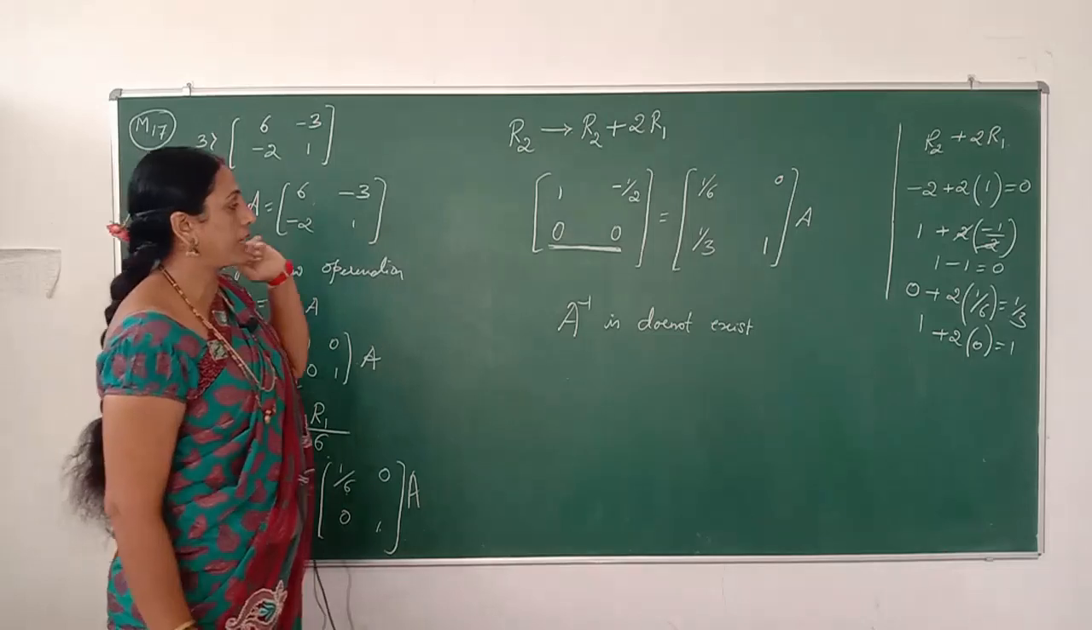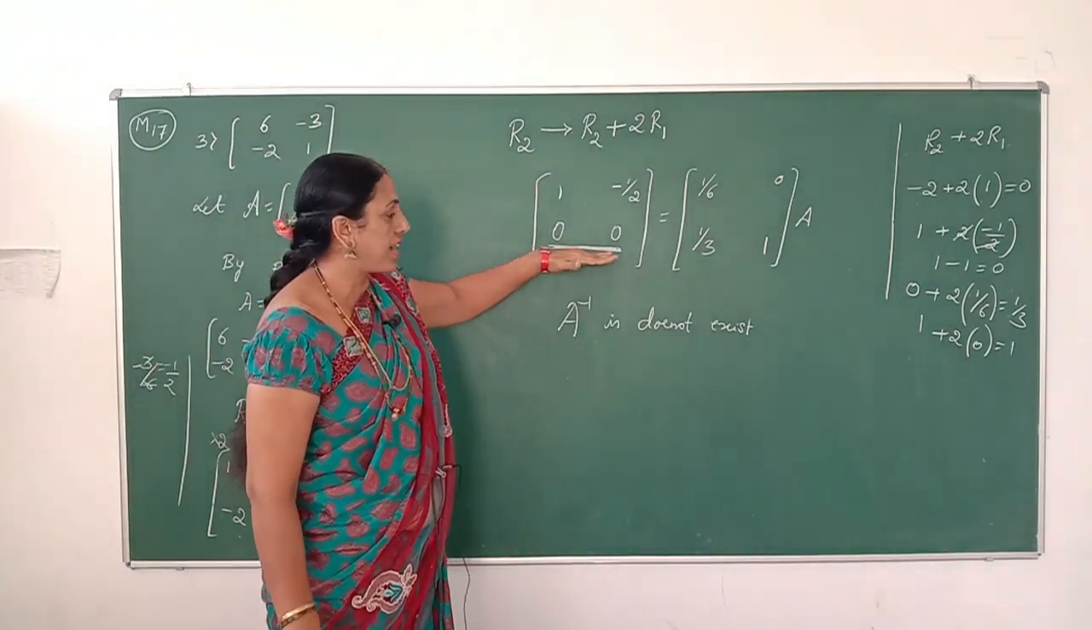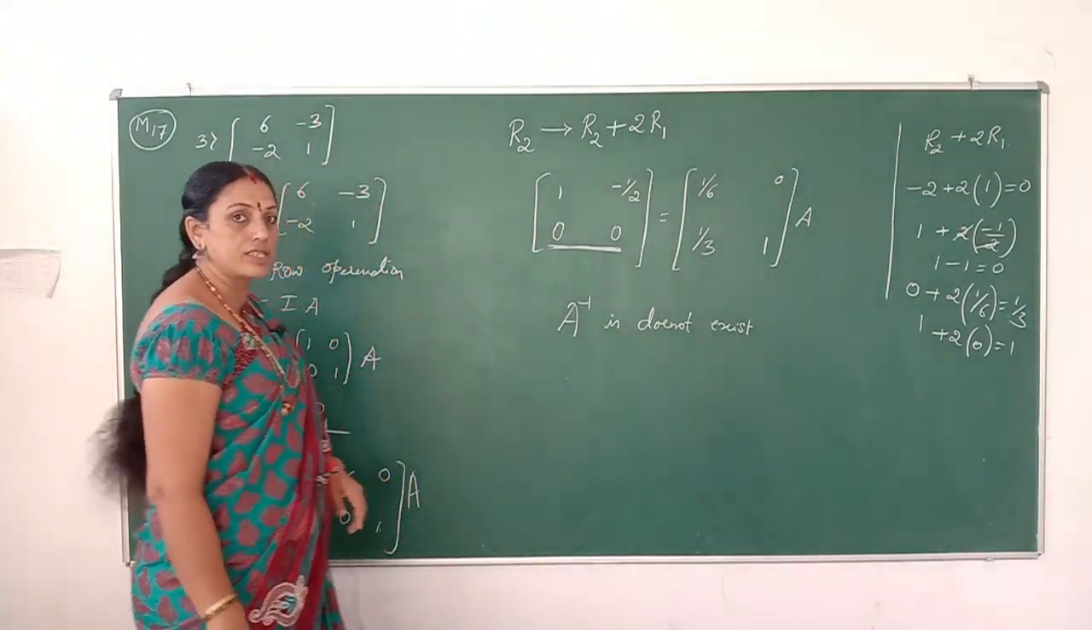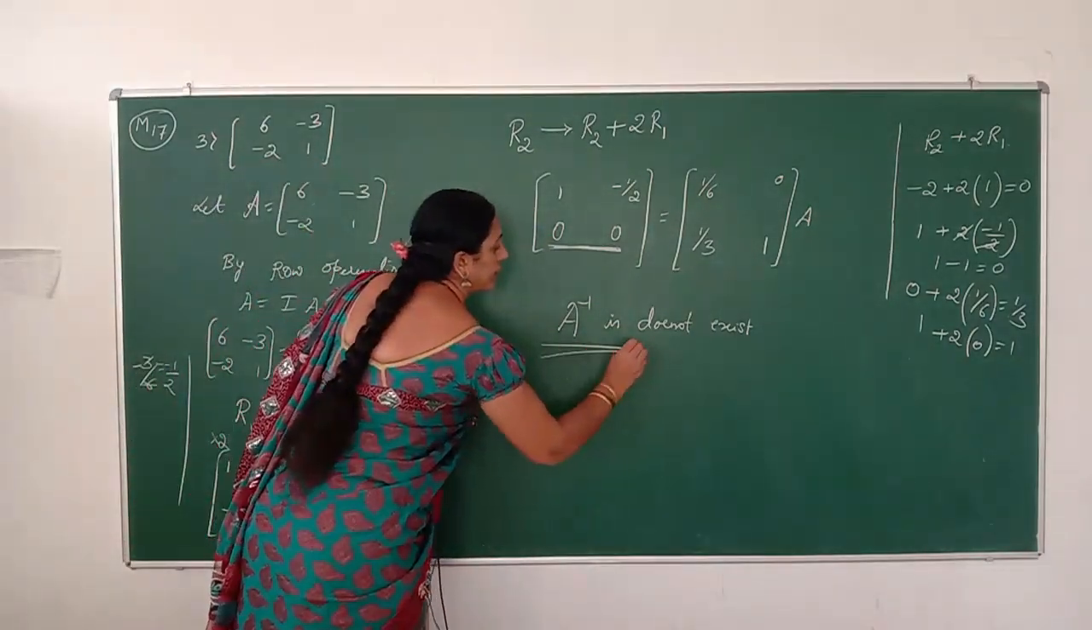So if all the elements of any row or any column on the left hand side, meaning the given matrix after using elementary operations, are 0, then the inverse does not exist. So this is one of the conclusions of the problem.